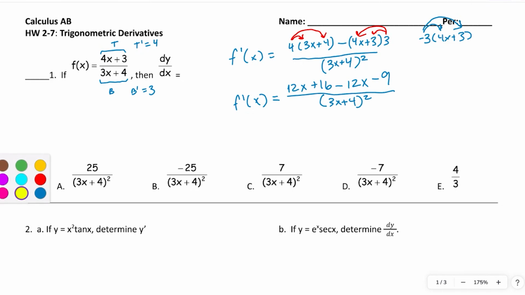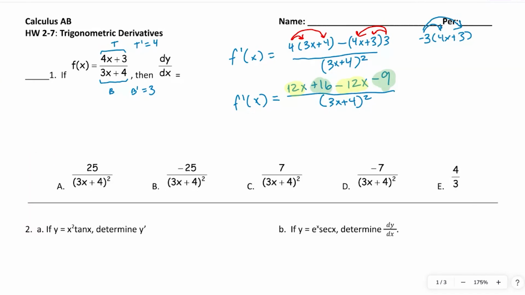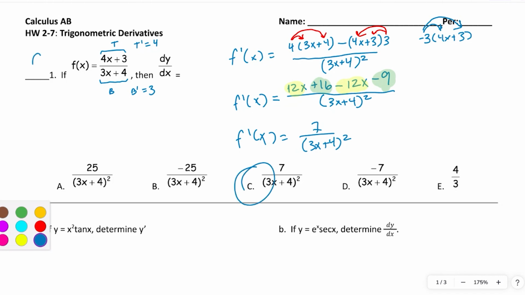So I have two linear terms that I can combine. 12x minus 12x is just going to be 0, so those are just going to 0 out. And then I also have plus 16 minus 9, and 16 minus 9 is going to be 7. So the derivative of f would be 7 over 3x plus 4 squared, and we can see that's answer choice C.